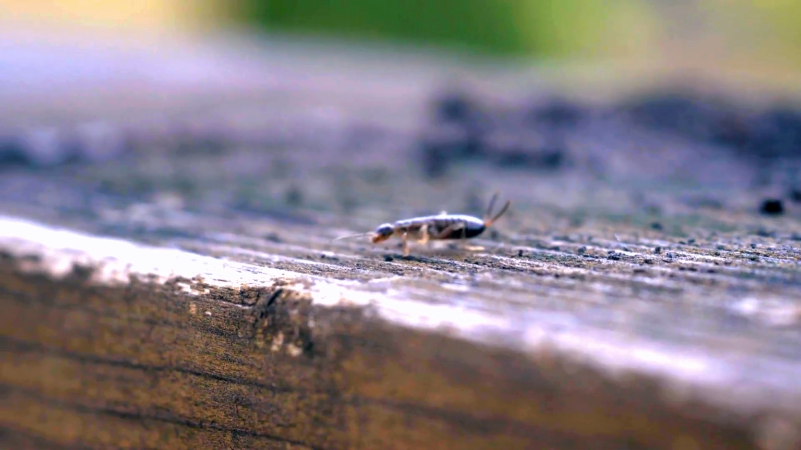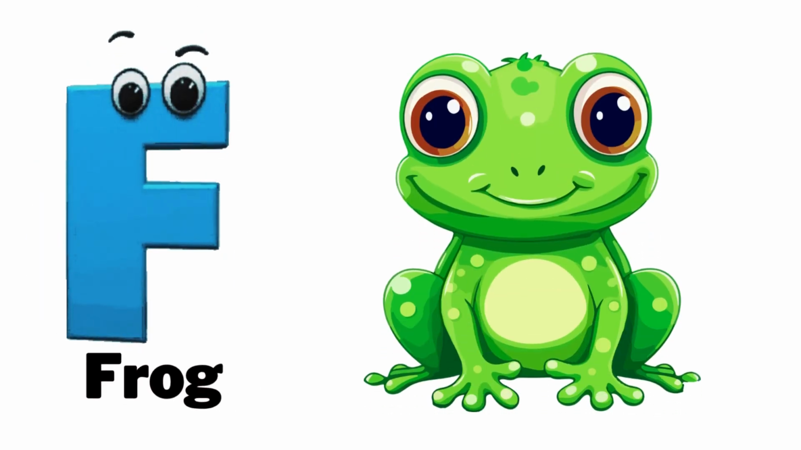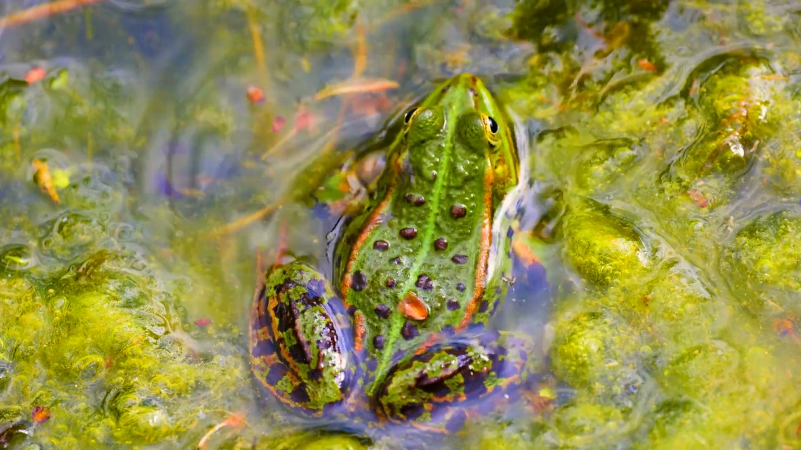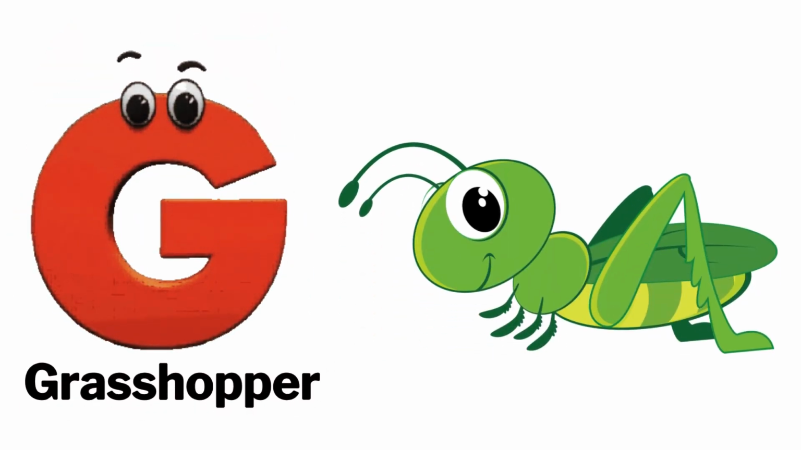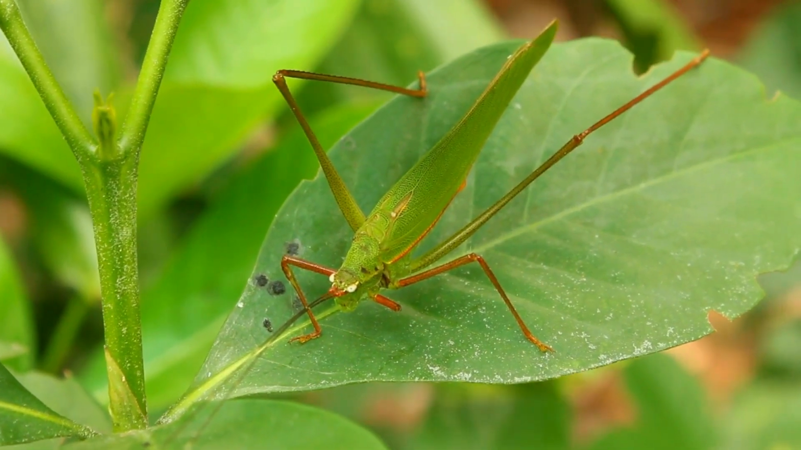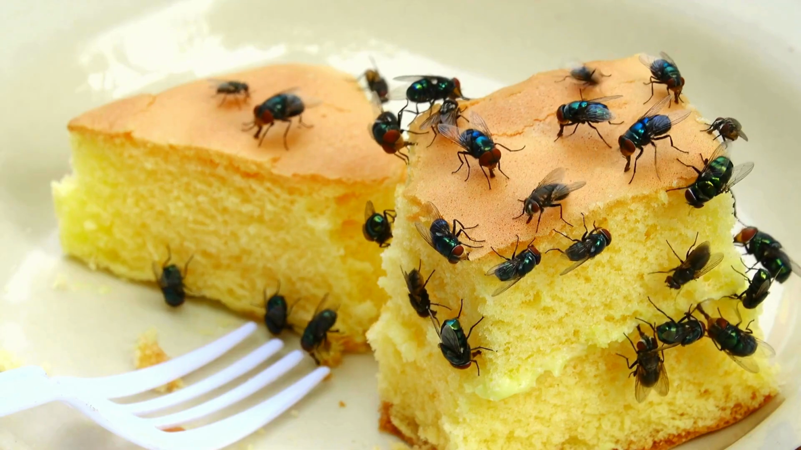E is for earwig. Earwig. F is for frog. Frog. G is for grasshopper. Grasshopper. H is for housefly. Housefly.